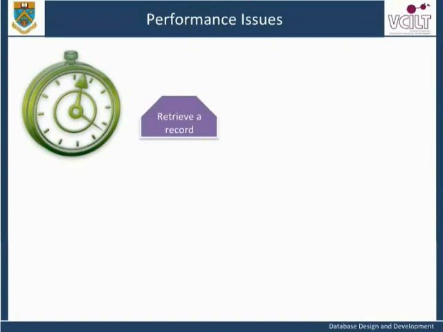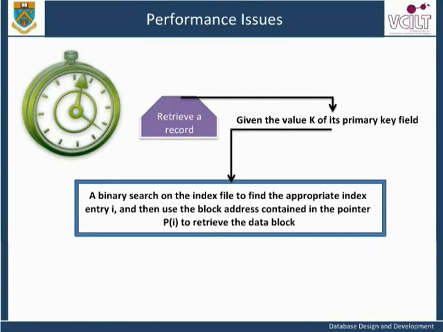To retrieve a record, given the value k of its primary key field, we do a binary search on the index file to find the appropriate index entry i, and then use the block address contained in the pointer P_i to retrieve the data block. The following example explains the performance improvement in terms of the number of block accesses that can be obtained through the use of primary index.